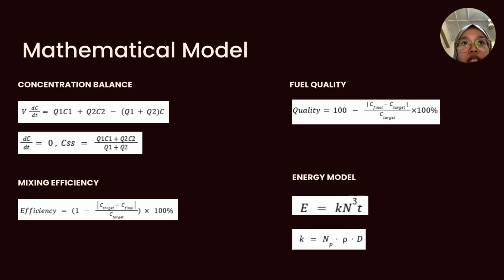Lastly, we have the energy model, which is E equals K n to the power of 3 times T, and K is expressed as Np times density times diameter. The energy model estimates power consumption using the agitator speed and mixing constant. For our marine propeller, the power number is 0.3, and the mixing constant depends on the fluid density and impeller diameter. These equations form the foundation for our numerical simulation and optimization process.